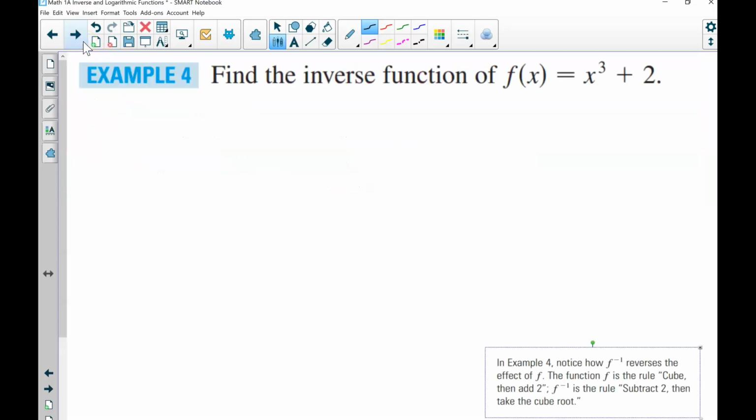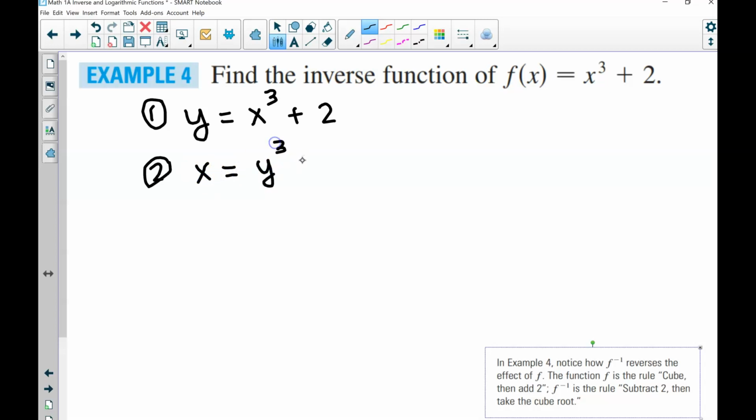So let's take a look at example number 4, where we want to be able to find the inverse of this function. So again, the first step of what we want to do is replace f of x to be y. So y is going to equal x cubed plus 2. Now, the second step is to interchange x and y. So we're going to replace y to be x, and x is going to be y. So we have x, which is equal to y cubed plus 2.